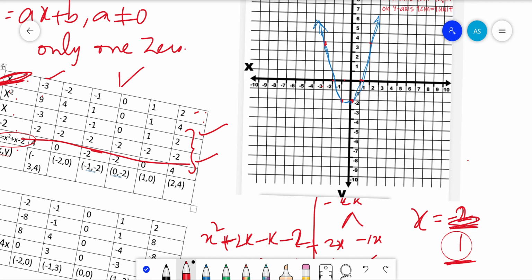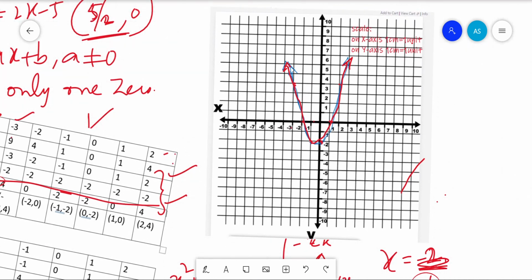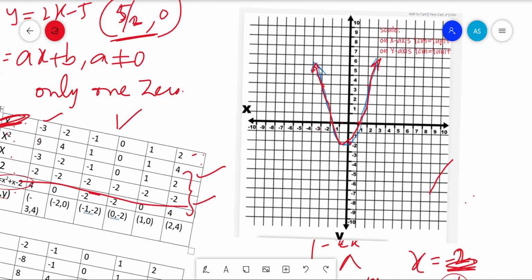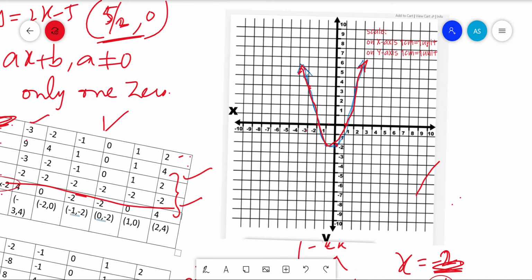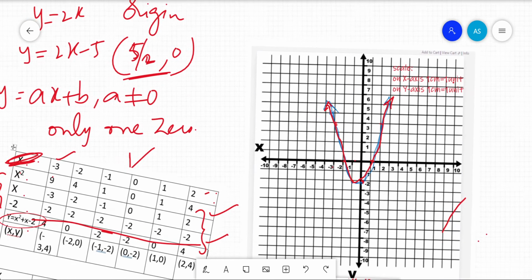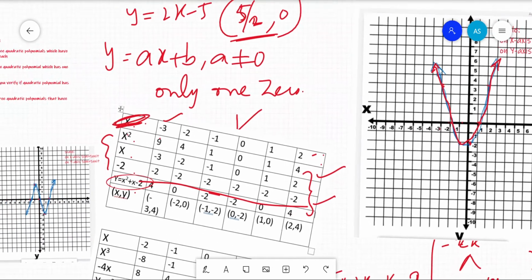So by plotting those points you will get a parabola. It is called a parabola. Scale is compulsory, you have to write the scale. X-axis 1 centimeter is equal to 1 unit and y-axis also 1 centimeter is equal to 1 unit we consider. So this is a parabola, a U-shaped curve you will get.